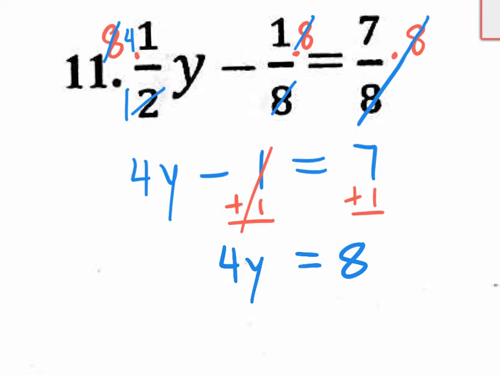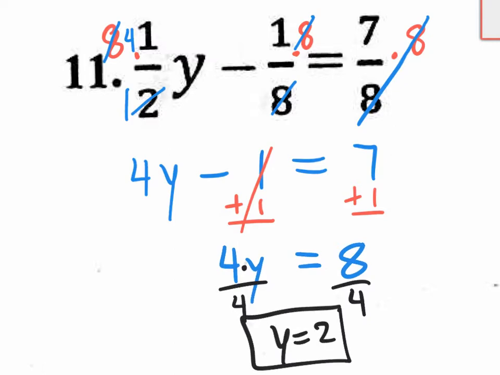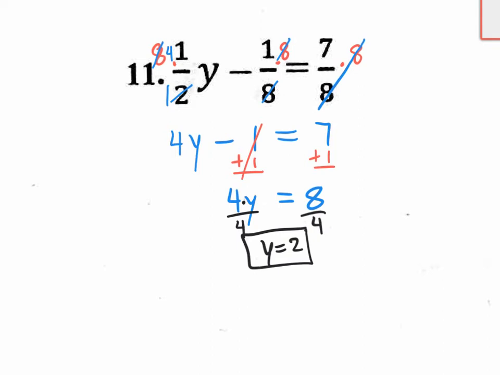Final step. I have a 4 times y equals 8. So I need to do what? Divide by 4. Divide by 4. So y equals 2. That is your final answer, guys. So even that ugly equation was pretty easy because any fraction that you have, you could get rid of it by multiplying everything by the denominator.